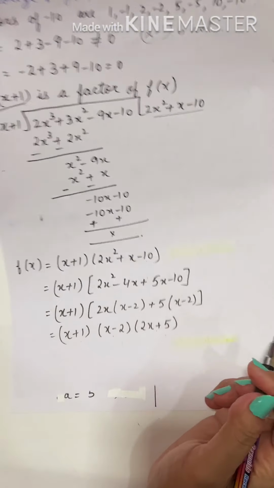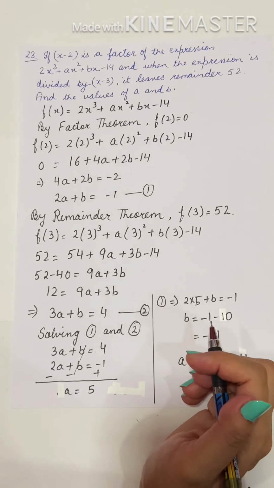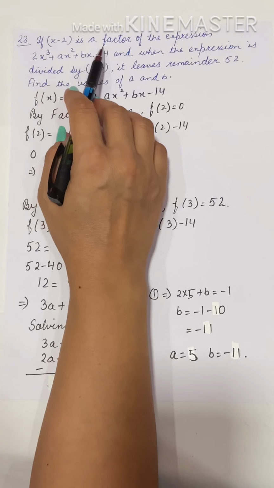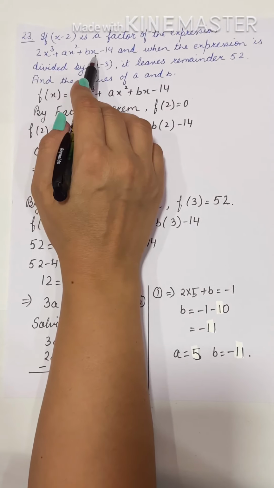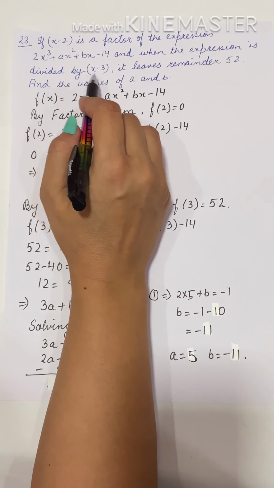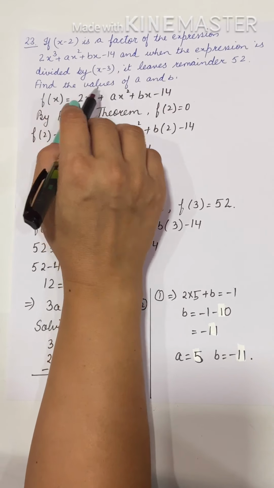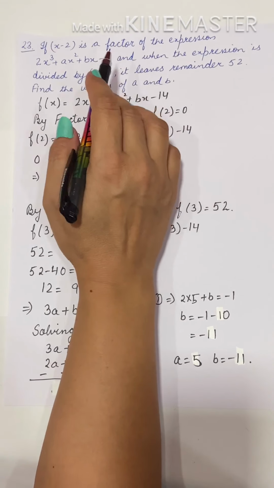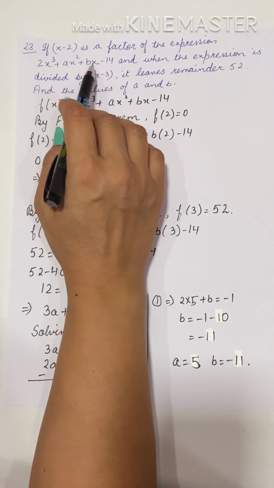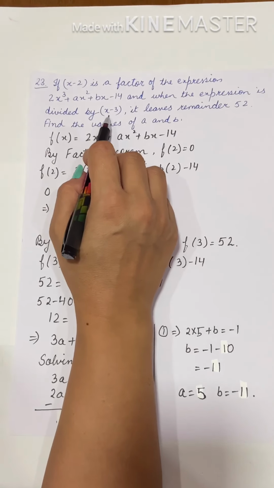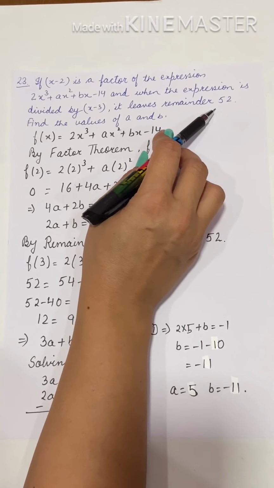Now see next, question number 23. In this question, both the theorems are used. We have, if x minus 2 is a factor of the expression, and when the expression is divided by x minus 3, it leaves remainder 52. Find the values of a and b. So in the first case, x minus 2 is given to be a factor, and for the second one, it is given that when it is divided by x minus 3, the remainder is coming to be 52.